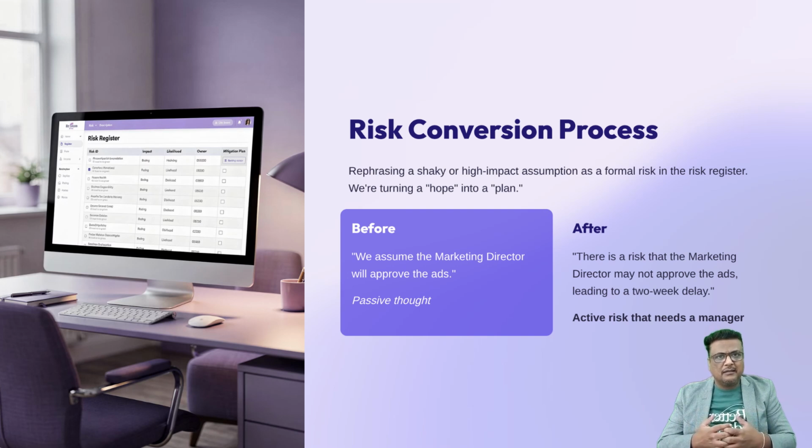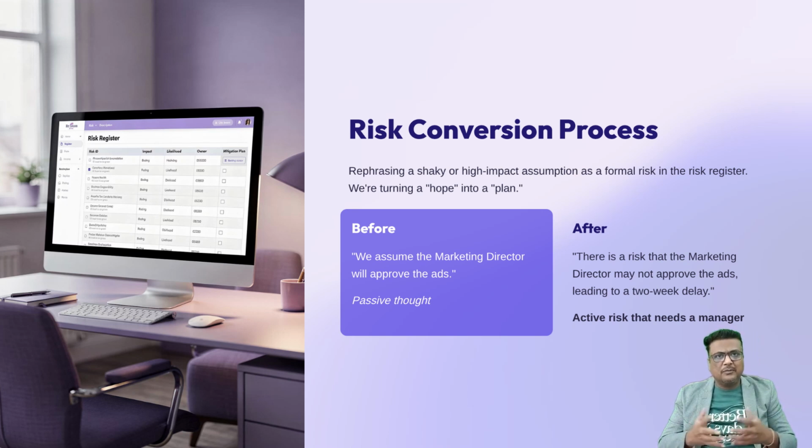Instead of saying, we assume the marketing director will approve the ads, we write down, there is a risk that the marketing director may not approve the ads, leading to a 2-week delay. See the difference? One is a passive thought. The other is an active risk that needs a manager.